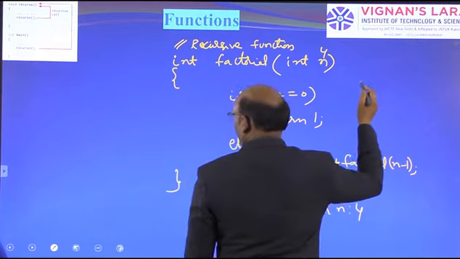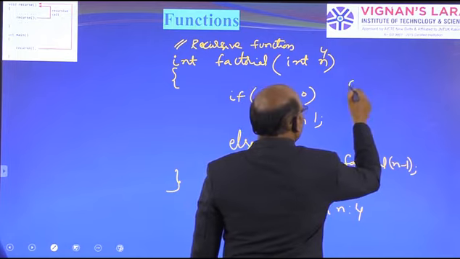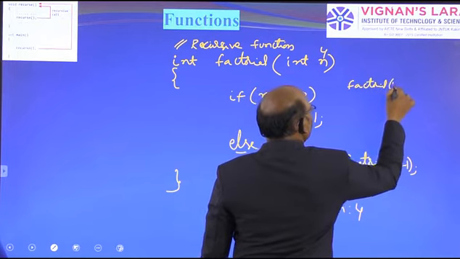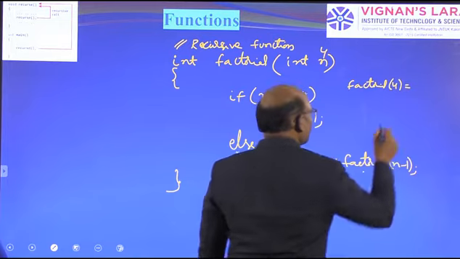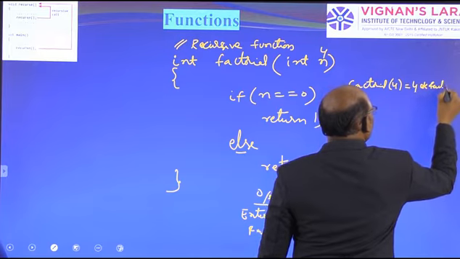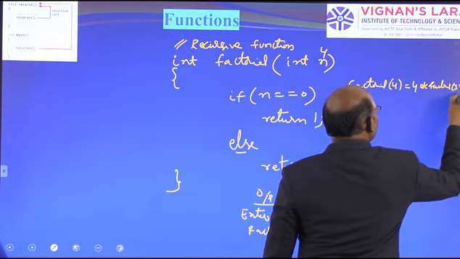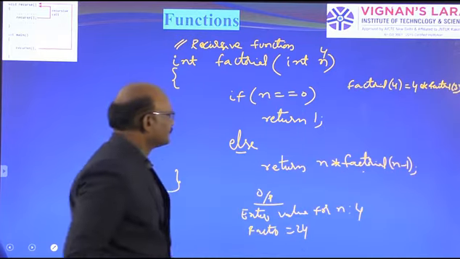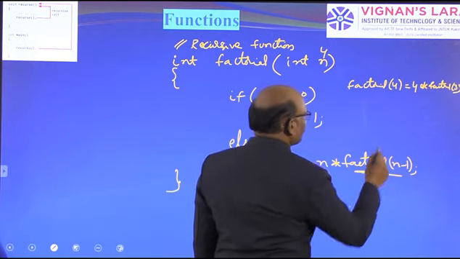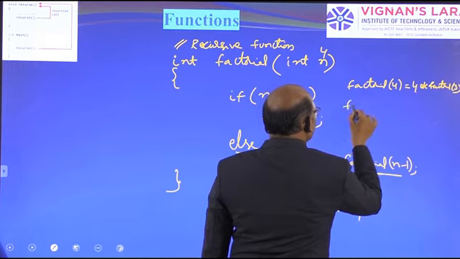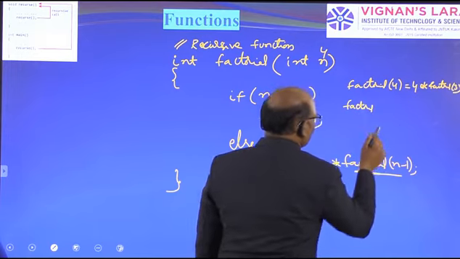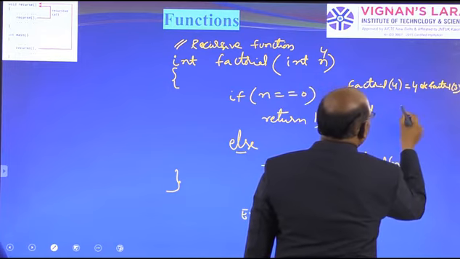So factorial of 4 is equal to 4 into factorial of 3. Now factorial of 3 will be called.